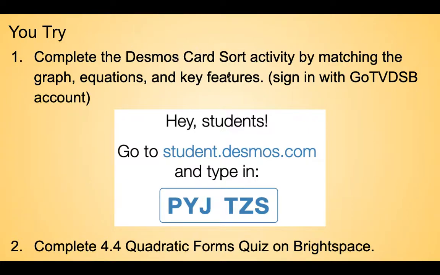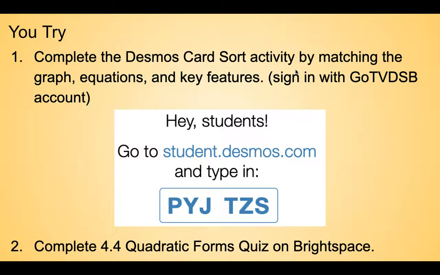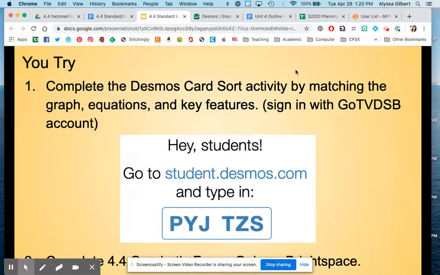Once you've done this and done the investigation, you can go ahead and try the lesson 4.4 quadratic forms quiz on Brightspace. Just so you know, you do get to try those quizzes twice. I try to give you feedback after the first time you do it so that you can improve your results on the second time.